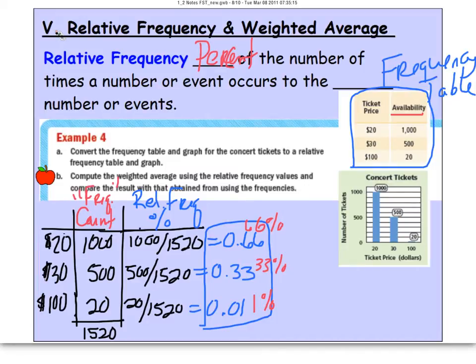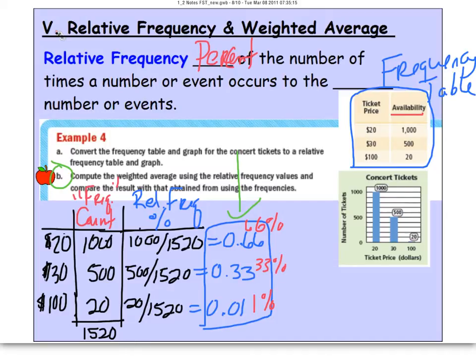Now, part B on this one is a little interesting. They want us to compute the weighted average of the ticket. We already know it's really about $24, but they want us to use relative frequencies. So here's where these can be handy. Instead of doing what we did before, where we said, okay, $20 tickets, I had 1,000, and I added 30 times 500, and I added 100 times 20, added those up, and then we divided by 1,520.